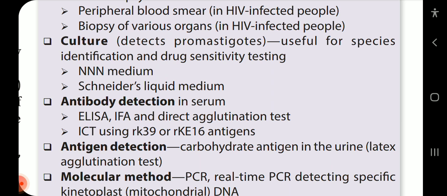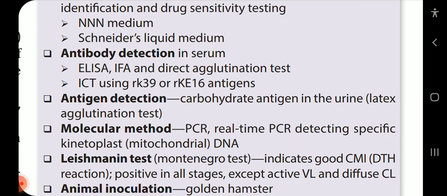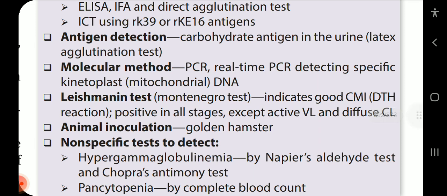NNN medium, triple N medium, and Schneider's liquid medium. Antibody detection in serum: ELISA, IFA, and direct agglutination test. ICT using rK39 or rKE16 antigen. Antigen detection: carbohydrate antigen in the urine, latex agglutination test. Molecular method: PCR, real-time PCR detecting specific kinetoplast mitochondrial DNA.